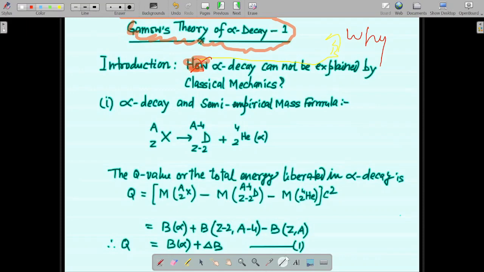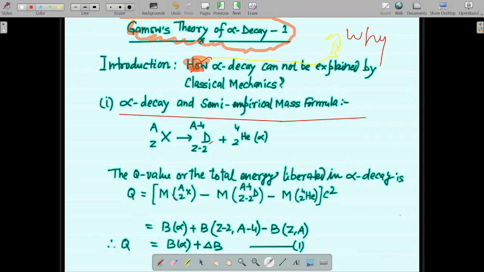Okay, so let us see alpha decay and the semi empirical mass formula. We have already seen that X is the symbol of the element which is undergoing decay. So this is your parent nucleus whose symbol is X, atomic number is Z, atomic mass number is A. It is getting converted to daughter nucleus D having atomic number Z minus 2, mass number A minus 4, and an alpha particle which has atomic number 2, mass number 4. So this is the alpha decay, and we will apply the semi empirical mass formula on this alpha decay after some time. So the Q value, or the total energy liberated in alpha decay.